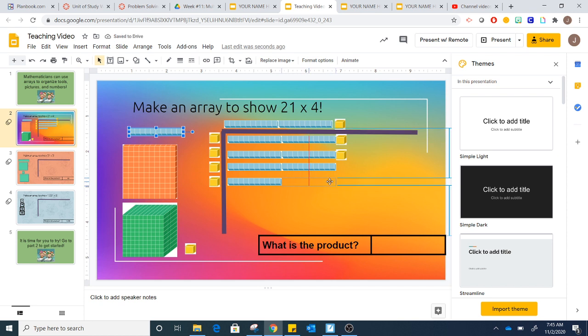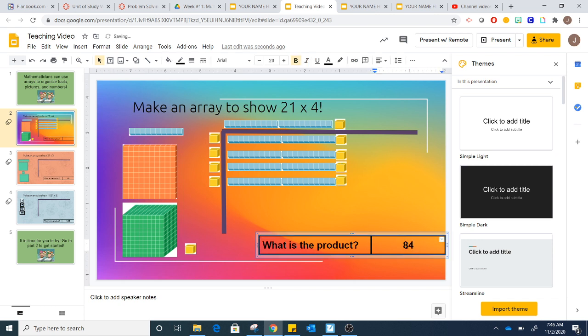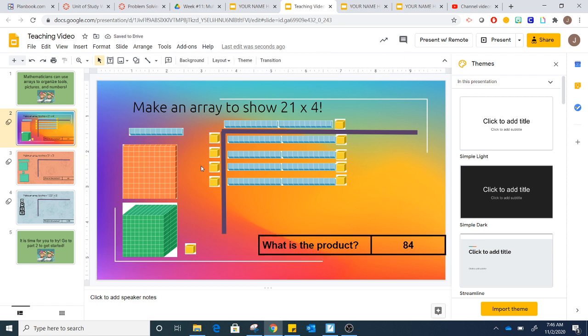Once I have those groups, I can add up what I see inside my array to get the product. Now, we would not count the outside of this array as part of our answer, because this was just to help us organize our thinking. We're only counting what's inside the array. So here I see 10, 20, 30, 40, 50, 60, 70, 80, 81, 82, 83, 84. So the product is 84. That's the answer to 21 times 4.